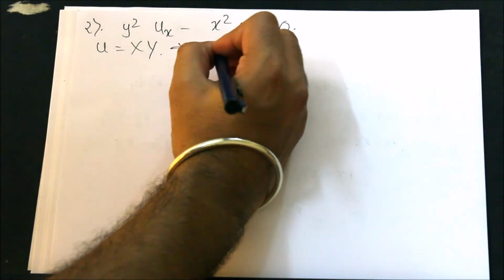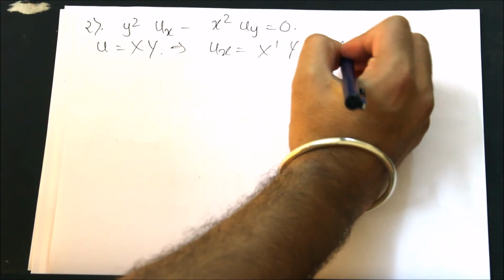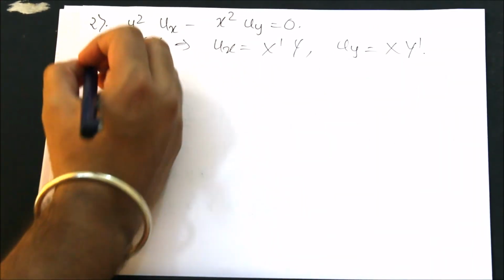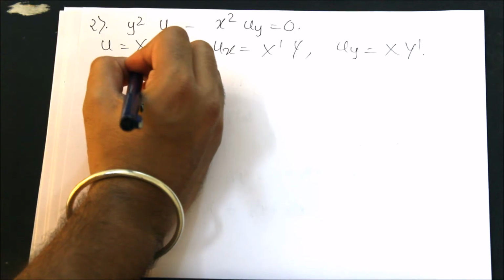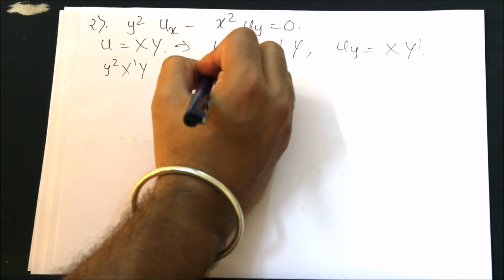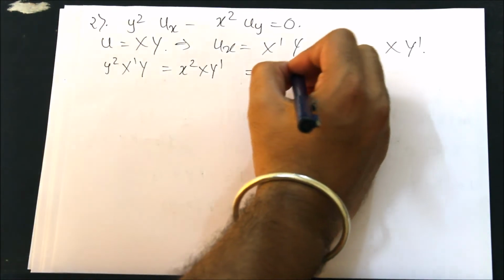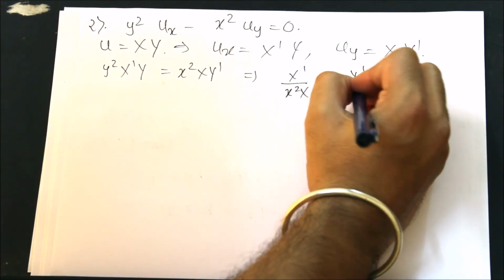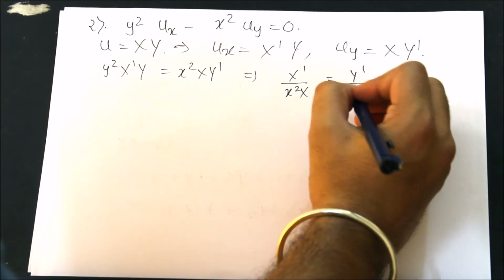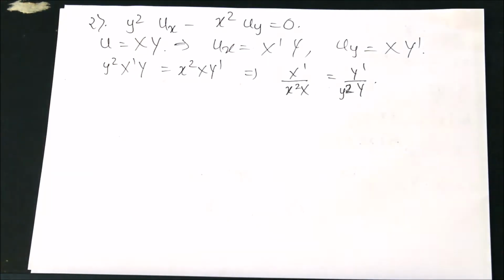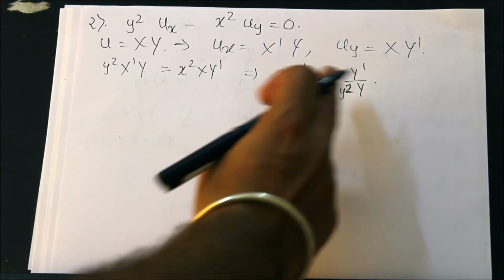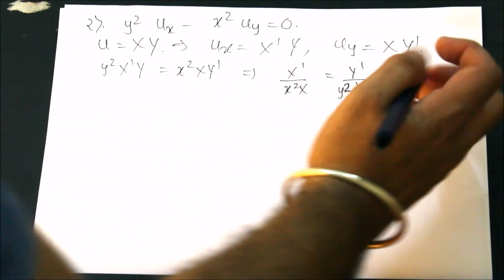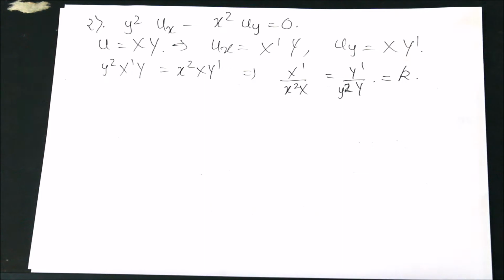So this implies your ux is X' into Y, your uy is X into Y', and if I plug in over here, I get y² X' Y equal to x² X Y'. If I take all terms of x on one side and all terms of y on one side, I have X' upon x² X equal to Y' upon y² Y. Now as you can see, my left side is a function of x, my right side is a function of y, and they are equal. That means they have to be constant, otherwise they won't be equal.